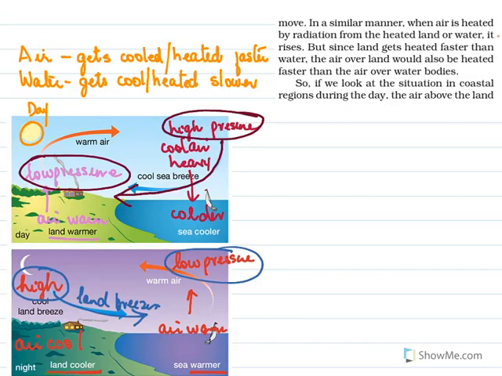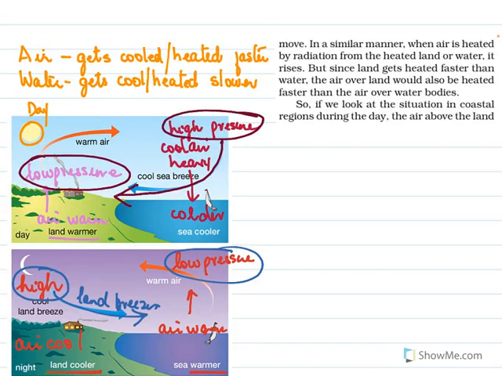So we just read this a little bit. Now, in a similar manner, when air is heated by radiation from the heated land or water, it rises. So remember, warm air always rises. But since land gets heated faster than water, the air above the land would also be heated faster than the air over the water bodies.